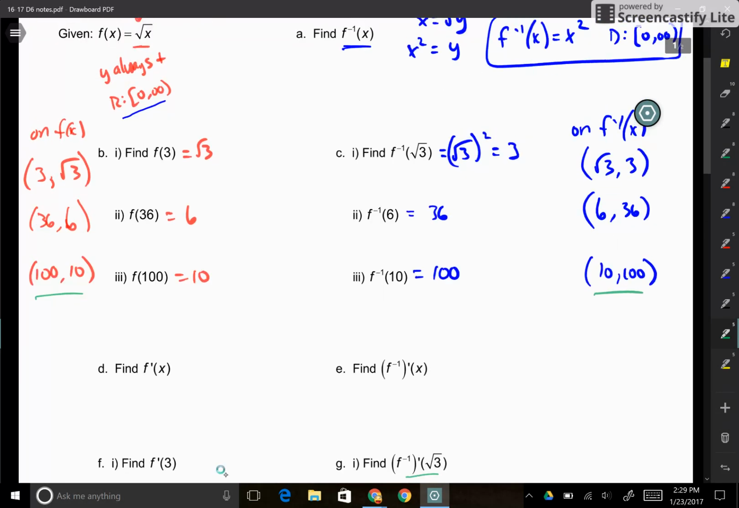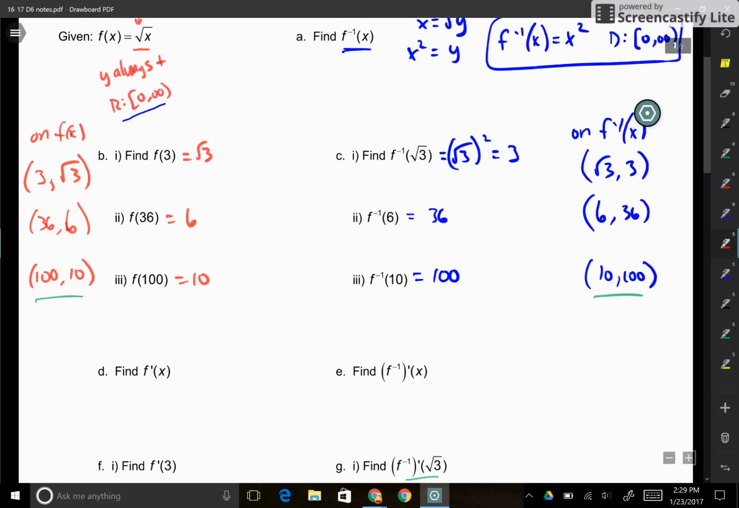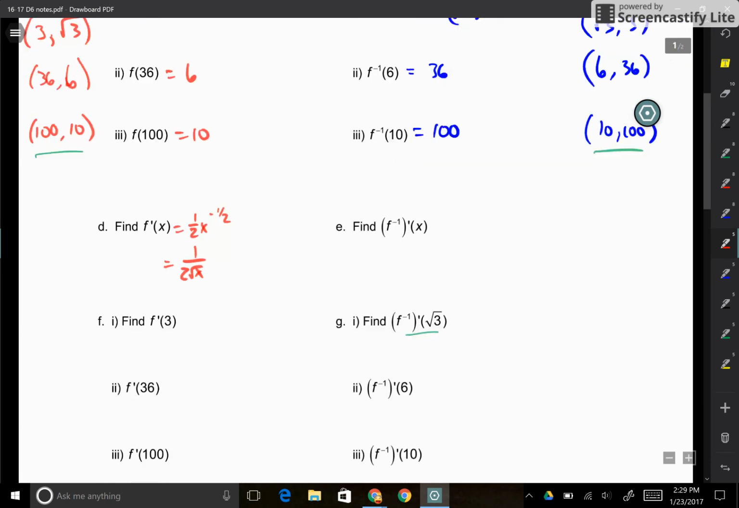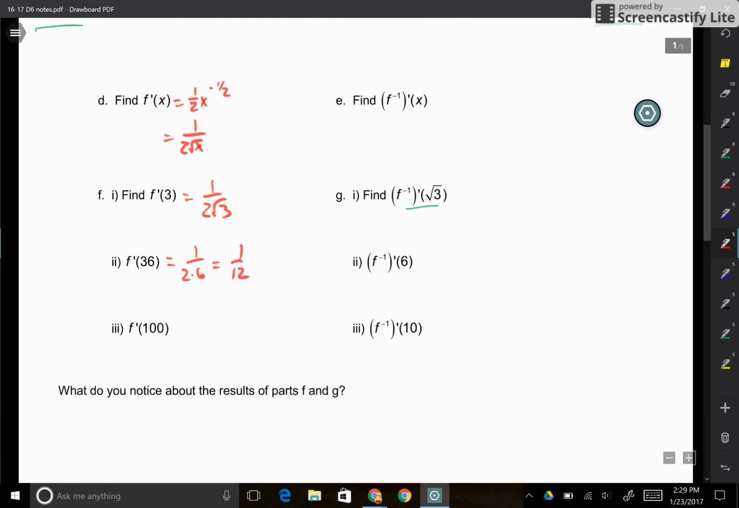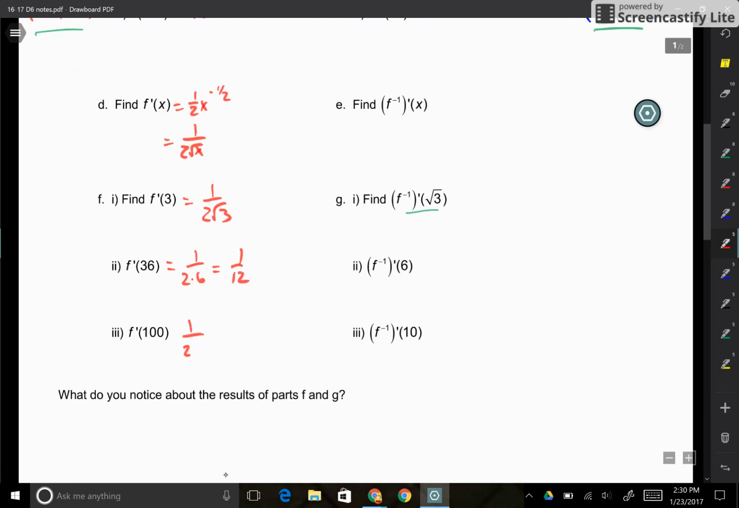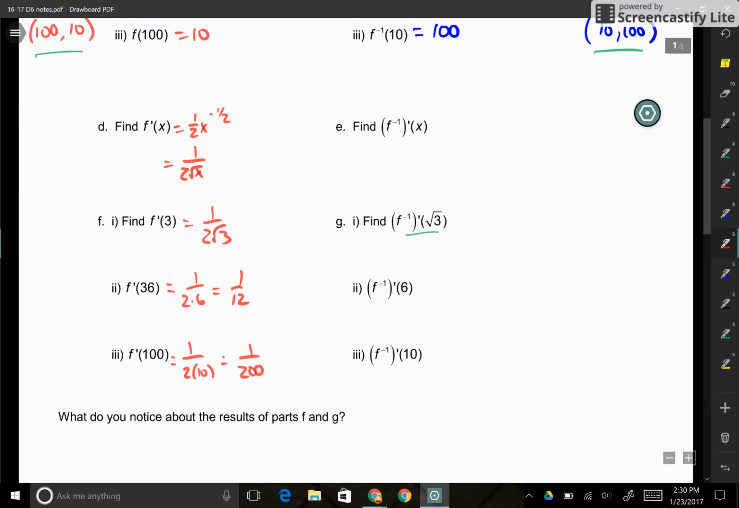So let's find f prime of x. Going back to red, that would be 1/2 x to the negative 1/2 power, or 1 over 2 root x. So let's find some values. F prime of 3 is 1 over 2 root 3. F prime of 36, 1 over 2 root 36, would be 1 over 2 times 6, which is 1/12. F prime of 100 is 1 over 2 times 10, which would be 1 over 200. So we found our derivative values at those points.